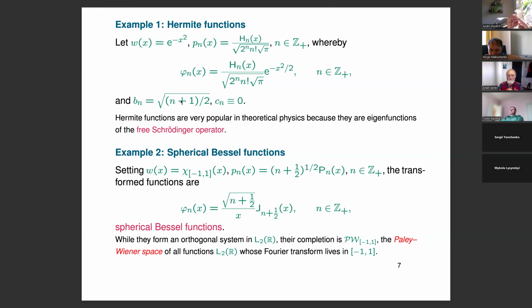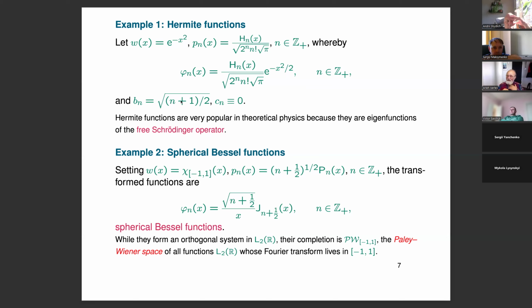And theoretical physicists absolutely love these functions for two reasons. First of all, they are eigenfunctions of the free Schrödinger operator, which we'll see later. And secondly, because they are eigenfunctions of the Fourier transform, which we'll see later.